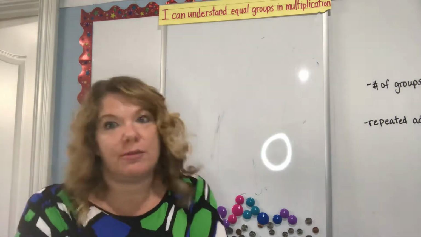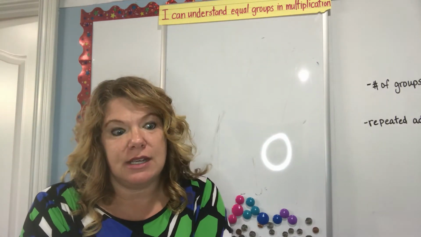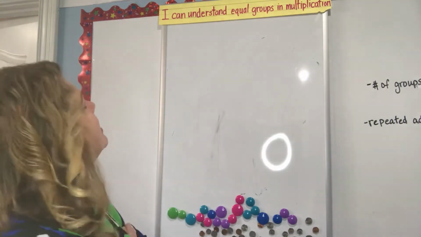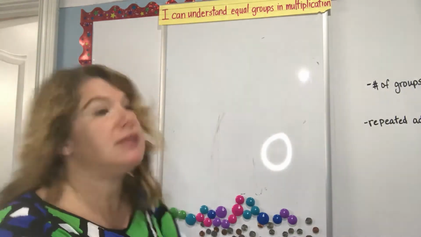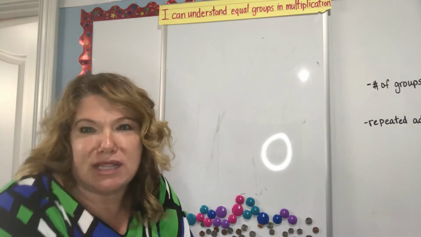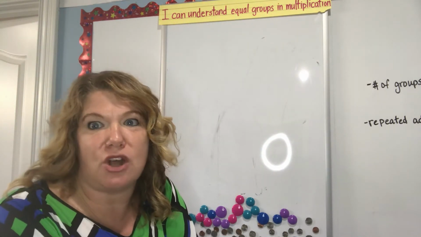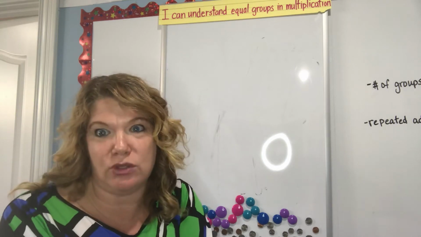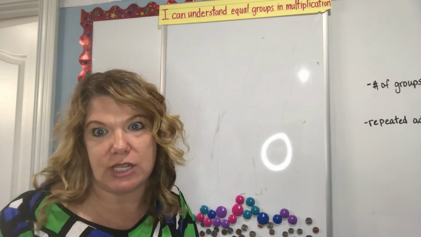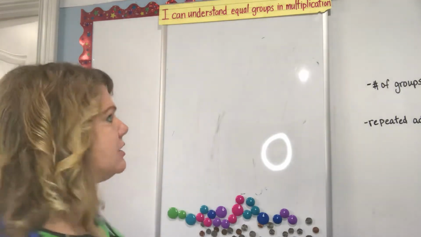But I wanted to talk about our math lesson today because some of you weren't able to hear some of it, and I just want to make sure you've got it. So our I can statement today is I can understand equal groups in multiplication. Something that's really important is that multiplication always has to have equal groups. Always. If it's not an equal group, you cannot use multiplication. So that's a really important fact to remember.